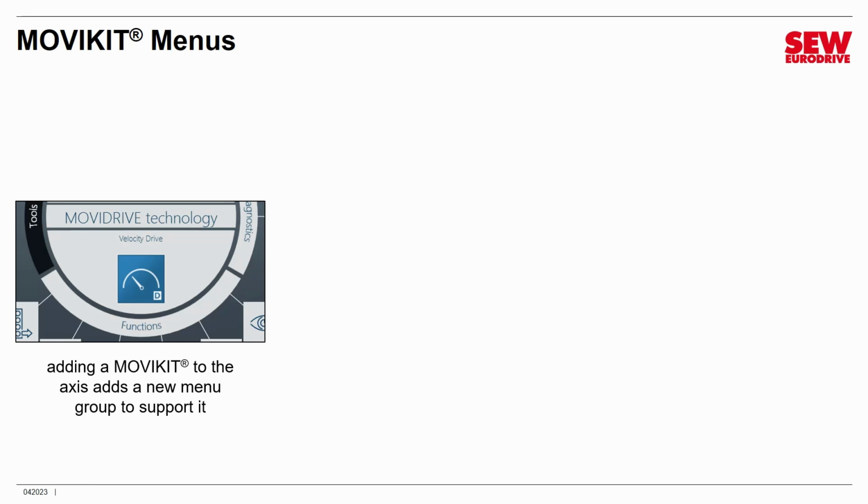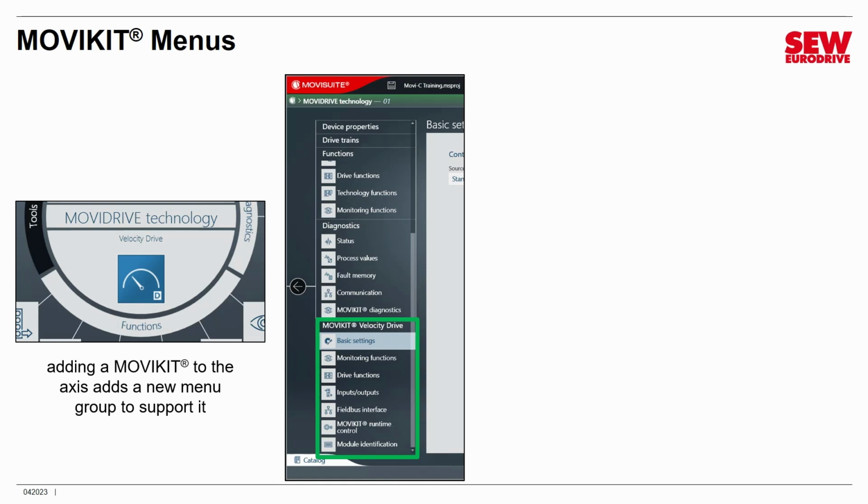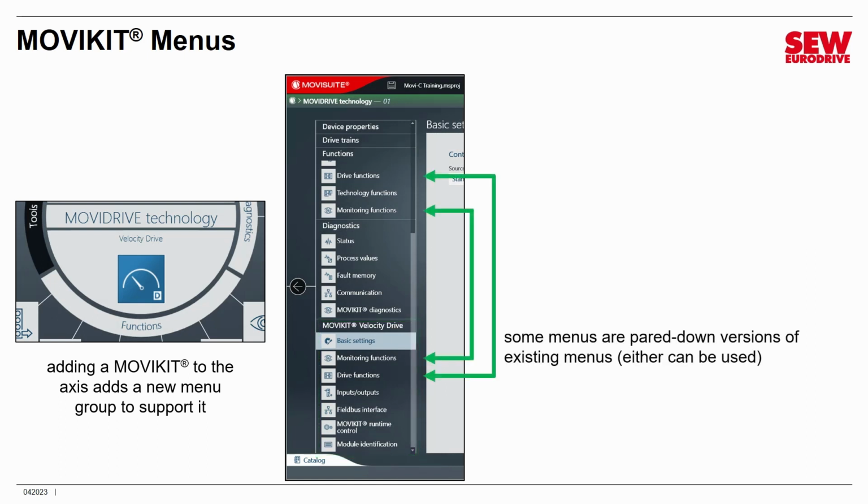Then when you go to the menus, you're going to discover that there are some new ones added by the MOVIKIT. Interestingly, some of them are actually duplicates of existing menus, sometimes pared down with just fewer options in them. You can use either version. Some, however, are specific to the MOVIKIT, and you can explore those. We will certainly look into them when we do the lab.